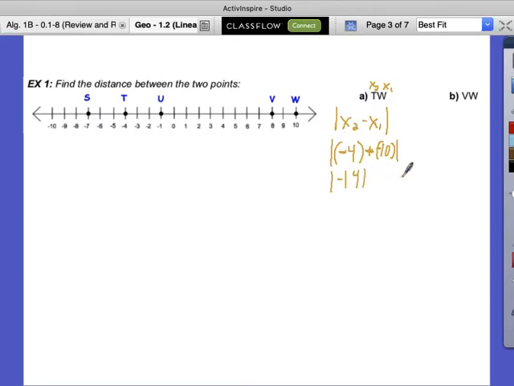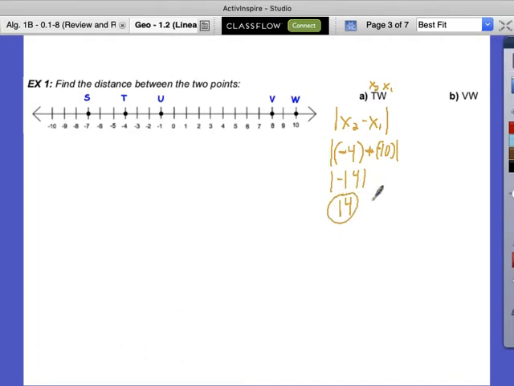So whenever you add two numbers of the same sign, you add the numbers, and the sign stays whatever it was. So what is the absolute value of negative 14? How far away is negative 14 from 0? 14. Just 14, because it'd be positive. So that means the distance between T and W is 14.